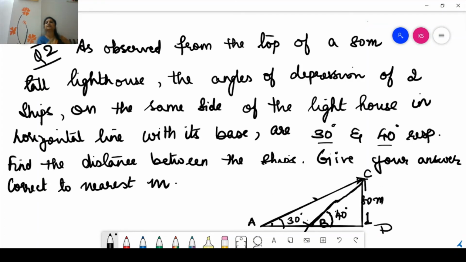So we know the height of the tower. What are we supposed to find? We are supposed to find the distance between the two ships. Let's name it D. We are supposed to find the distance between A and B. Not only that, we have to find it in the nearest meter. Okay, so this is our question.